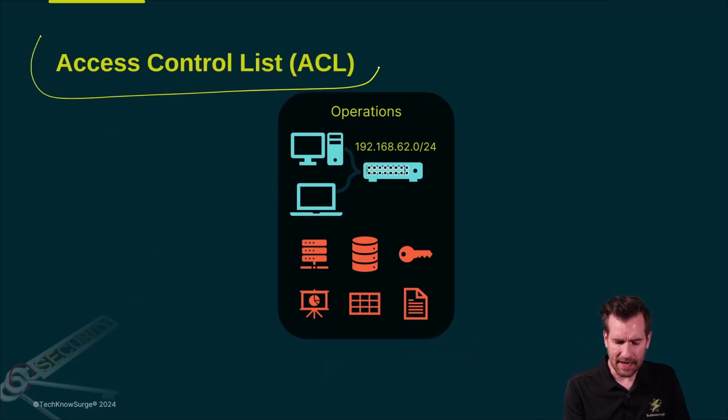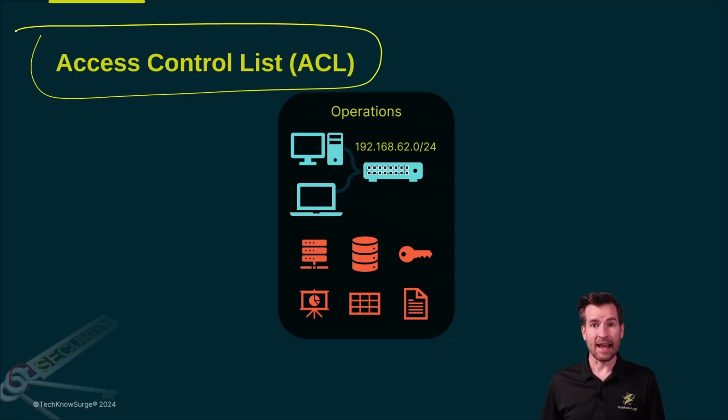Permissions are set up in an access control list. An access control list is a list of access controls. So there'll be certain rules or certain permissions inside this access control list to monitor or to be able to control the access to these different resources.